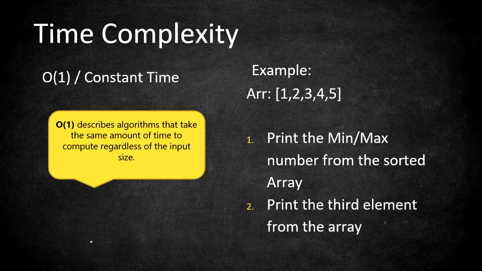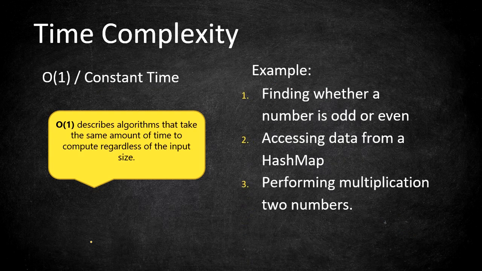Some of the other examples of constant time are finding whether a number is odd or even. Straight away when an input is passed, in one operation you can return the value. Accessing data from a hash map. Hash maps have key value pairs. If you are trying to access the data of any particular key, you directly go to that key and access the data instead of iterating the whole hash map. So that is again going to take big O of 1 or constant time. Performing any addition, subtraction or multiplication is another example. Simply you can compute the value and return it. So hope you're understanding constant time complexity.